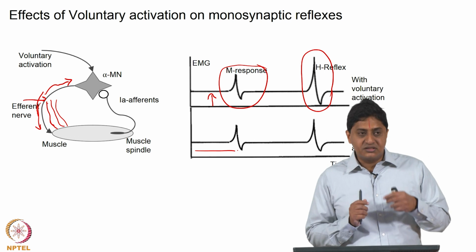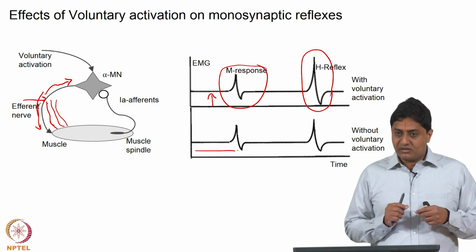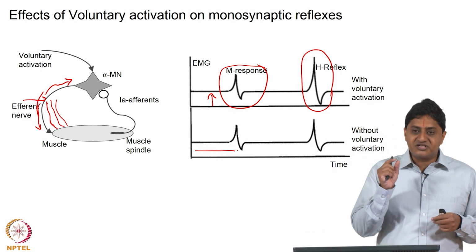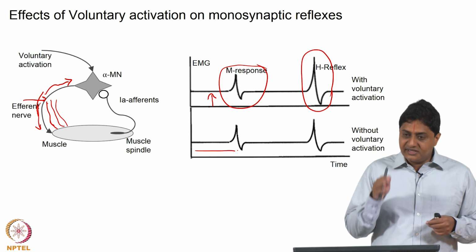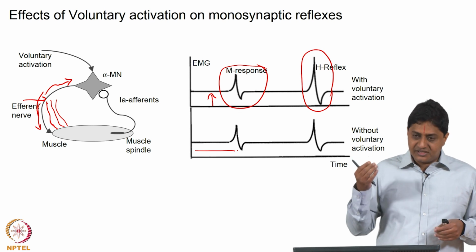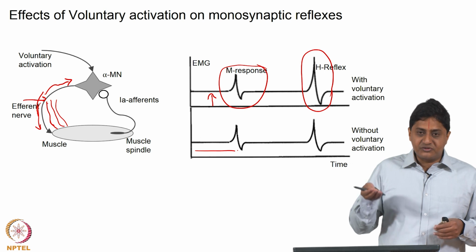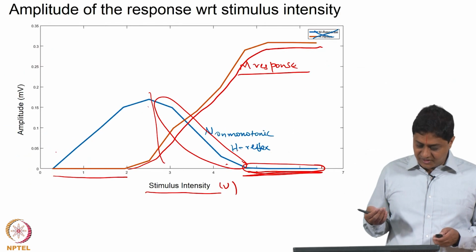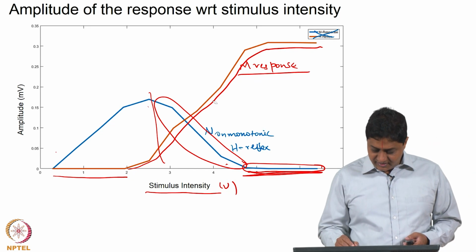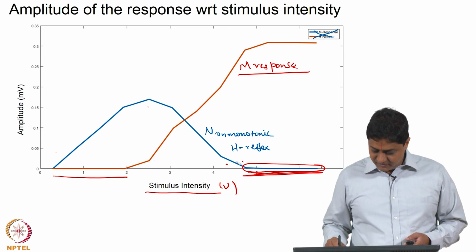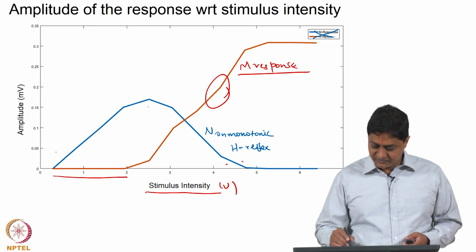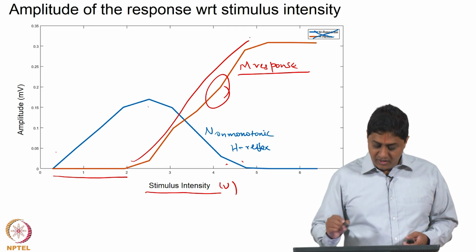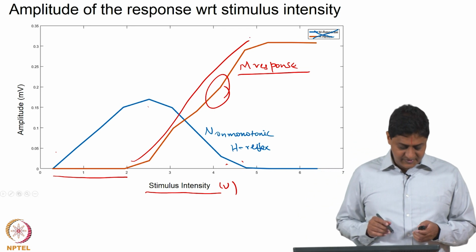The alpha motor neuron with the smallest diameter gets recruited first, and the amplitude can be increased. As the stimulus amplitude keeps increasing, the response will keep increasing, which is what you see as the red plot here. So, it is a relatively monotonic response. This is what happens with the M response.